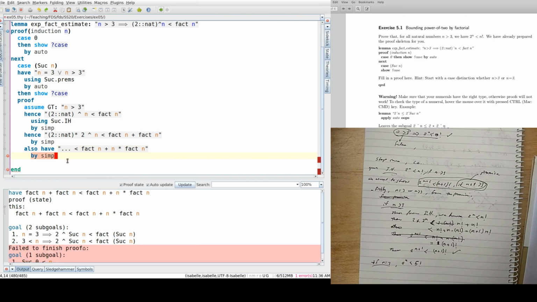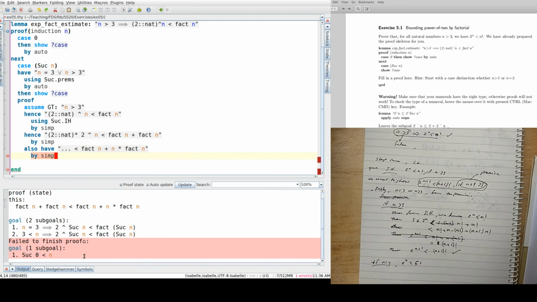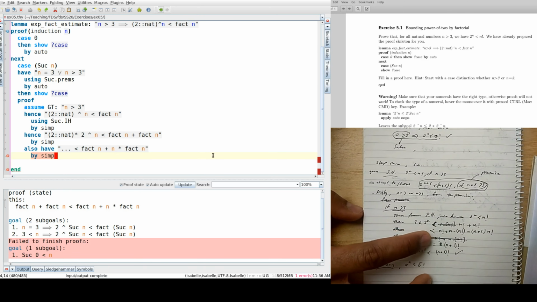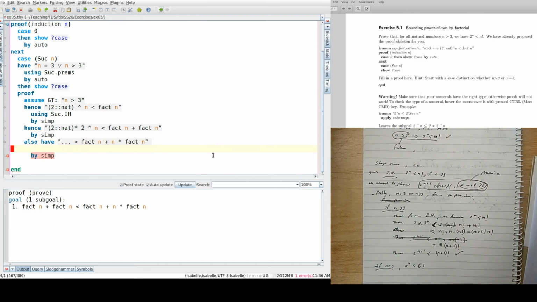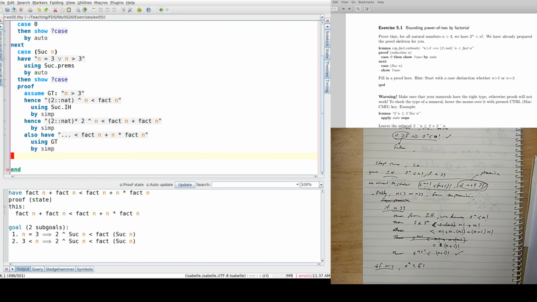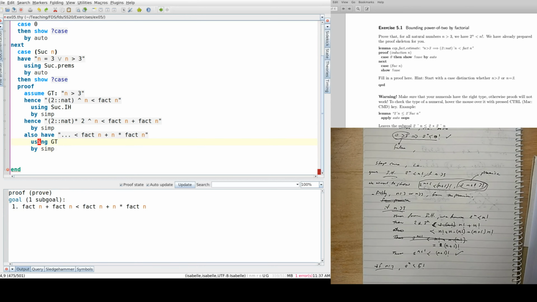So it doesn't work. But actually, in order for this to work, n has to be strictly greater than 0, which we forgot to say here. So we have that from the assumption GT. Don't forget that. So GT says n is strictly greater than 3, not just 0. So like that. And let me just make sure that you understand this.